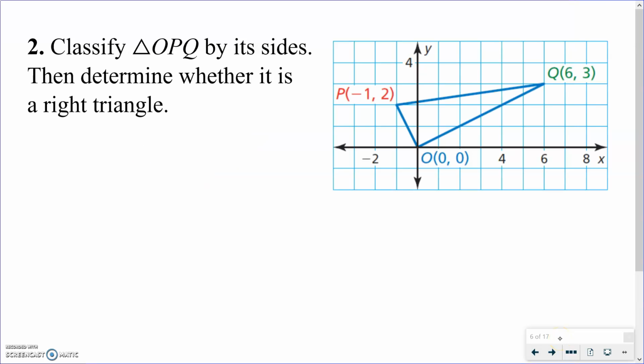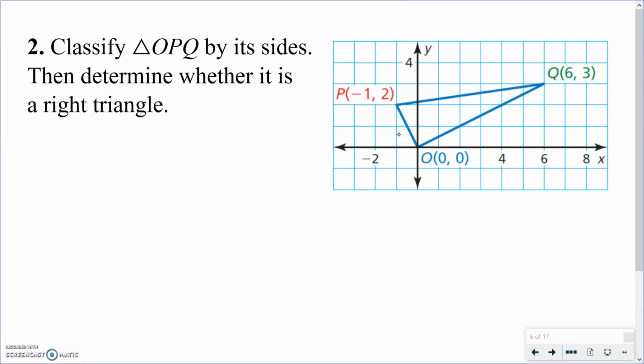All right. So we also try to classify triangles on a graph by their angles and their sides. So we're going to start with the sides here, and then we'll determine whether it's a right triangle, because that's how we're going to classify it by its angles. So to figure out what kind of classification it's going to have by its sides, we have to know the length of all the sides. And on this one, there are no sides that go along those lattice points and along the grid lines, and so we have to actually use the distance formula.